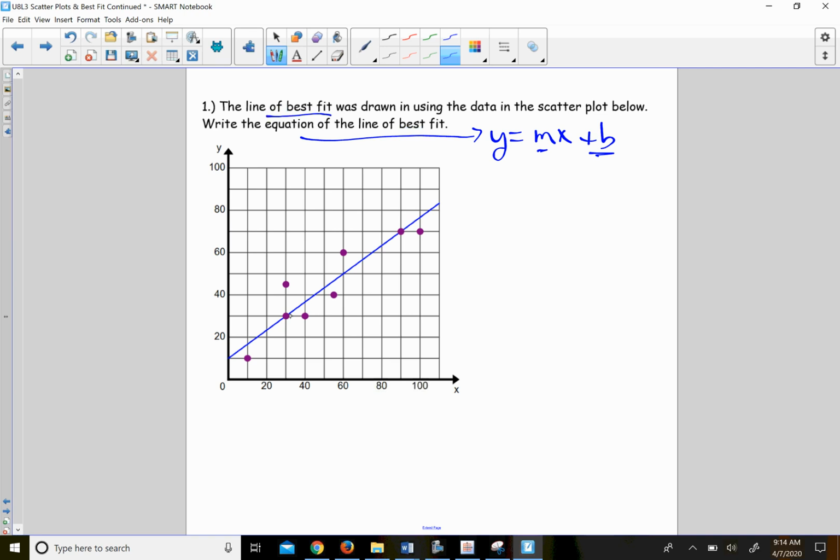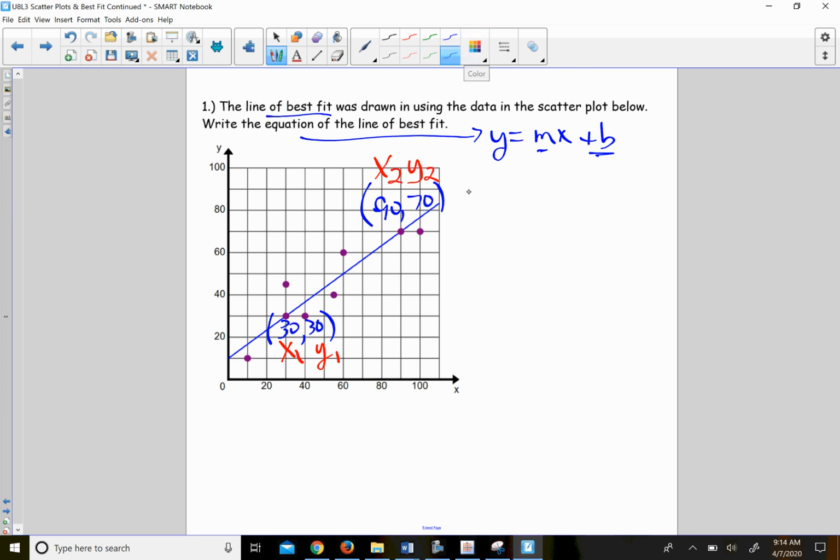The slope would be using these 2 points right here. So this is the point (30, 30), because it appears that the scale is going by tens, labeling every other one. And this point would be (90, 70). So each point is an x and a y. This one was first and this one was second.